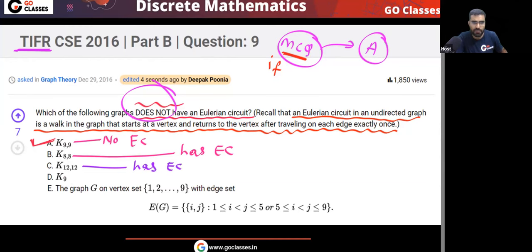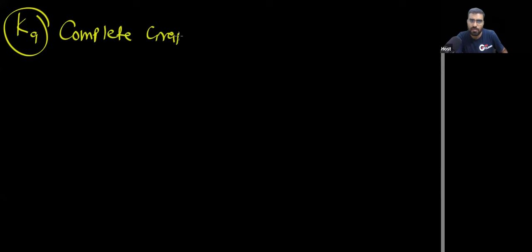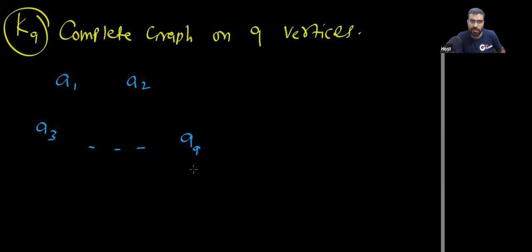And what about K9? This is the complete graph on 9 vertices. What can you say about K9? This is your complete graph on 9 vertices, A1, A2, A3, and so on, A9. Tell me, what is the degree of this vertex? Remember, this is a complete graph.